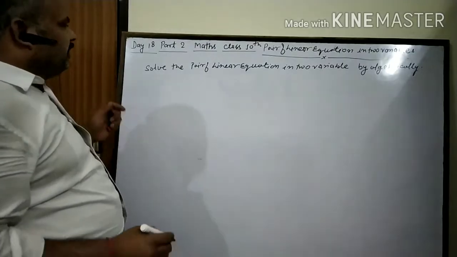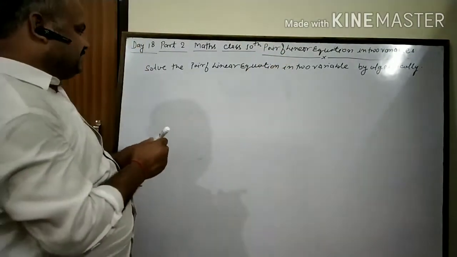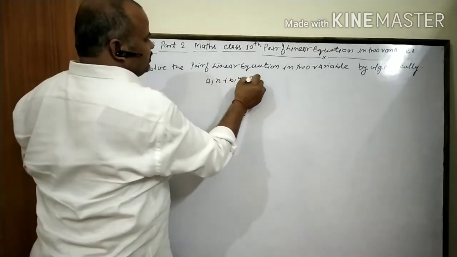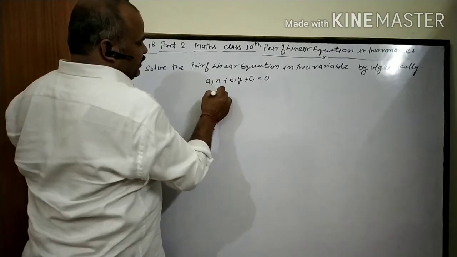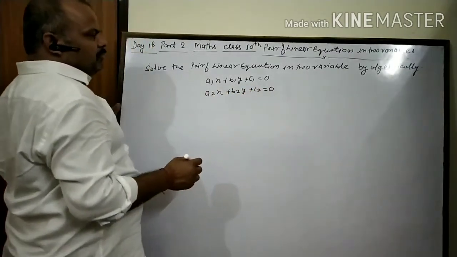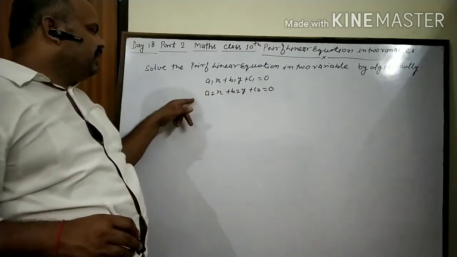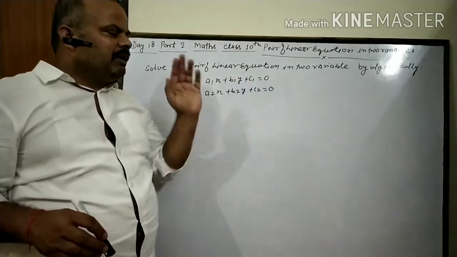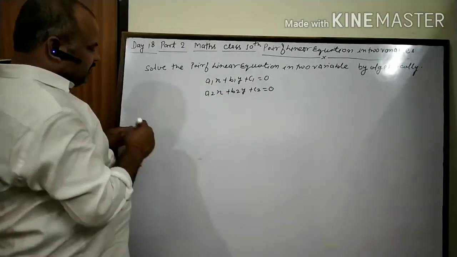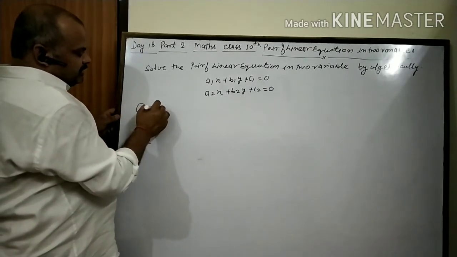This means we can find the values of x and y of a1x plus b1y plus c1 is equal to 0 and a2x plus b2y plus c2 is equal to 0. We can find the values of x and y of a pair of linear equations in two variables algebraically. The first method is the substitution method, then the elimination method, and the third method is cross multiplication.